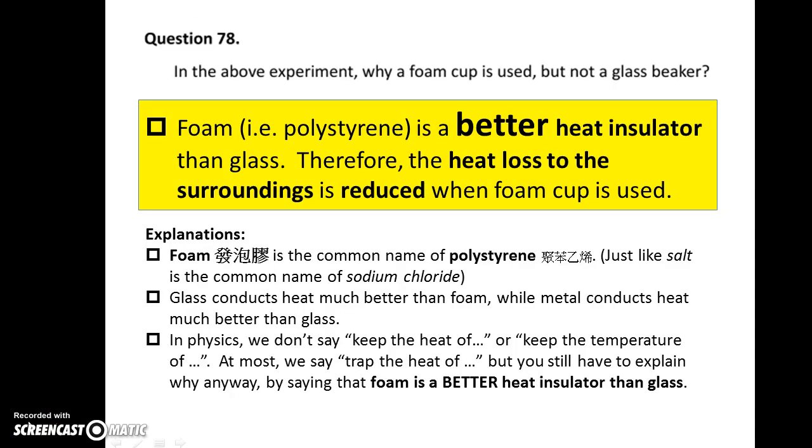Question 78. Why was a foam cup used? Because foam is a better heat insulator than glass, so that heat loss to surroundings is reduced.